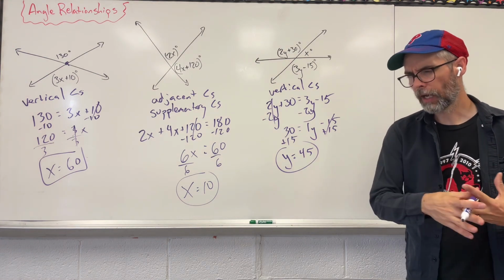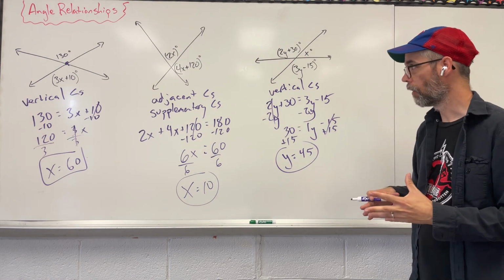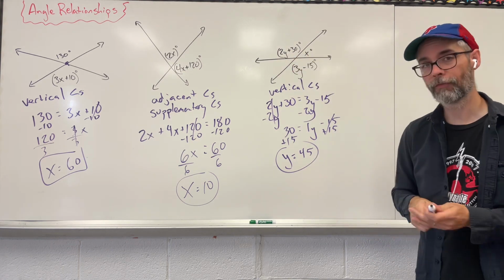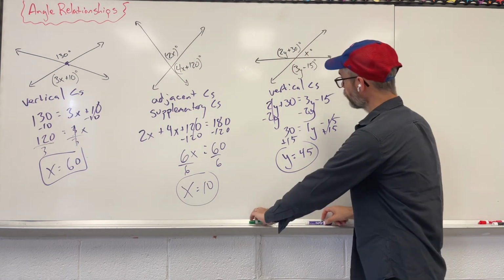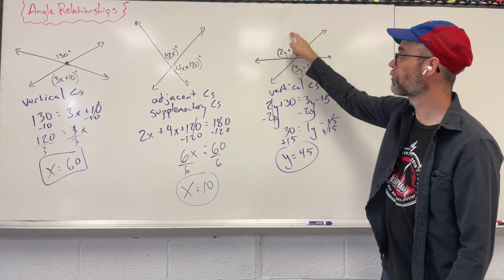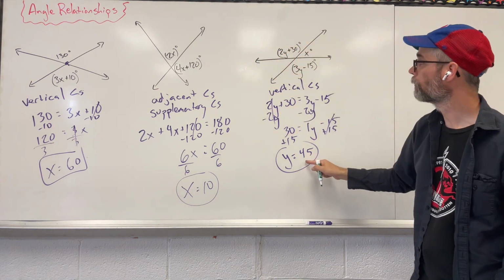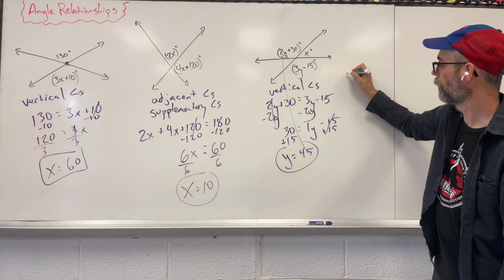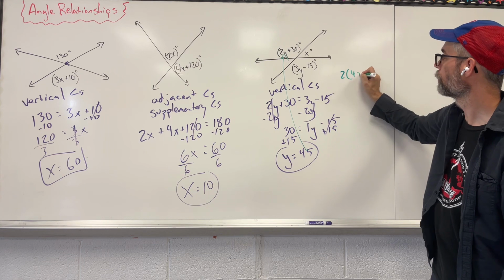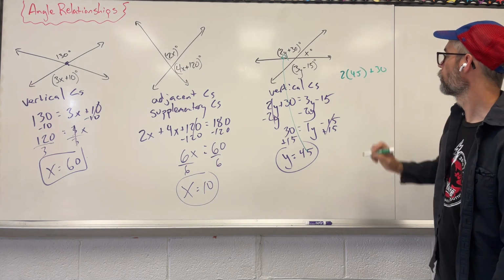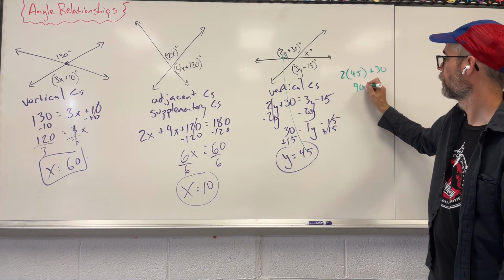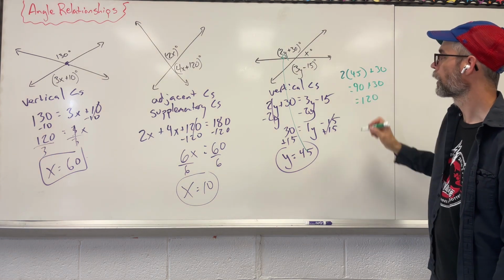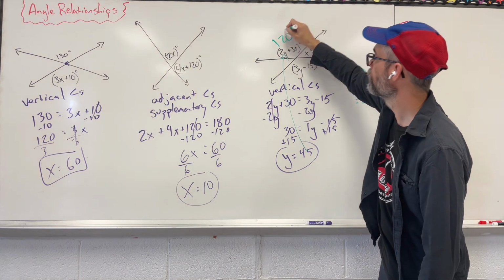Now, we didn't find the measure of the angle. We just found that y right here is the value of 45. So in order to find x, I need to know what this whole angle is. So I'm going to take 45 and plug it in for that y value. I'm going to then say 2 times 45 plus 30. So 90 and 30 giving us 120. So this whole angle is 120 degrees.